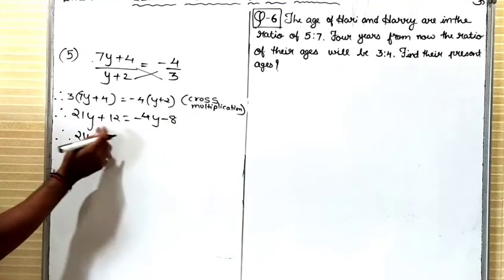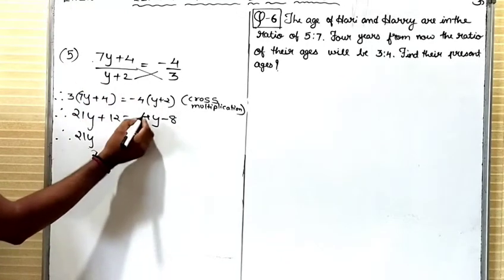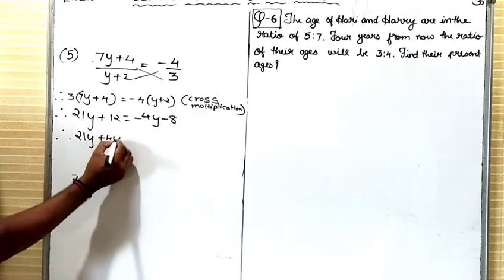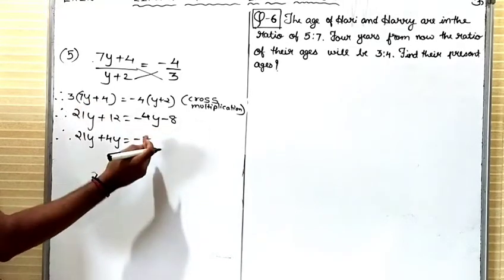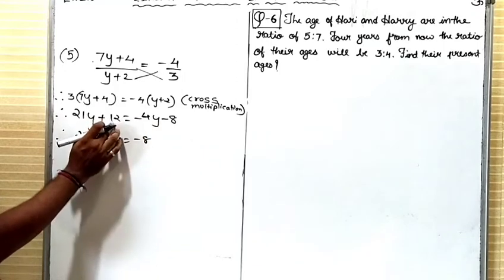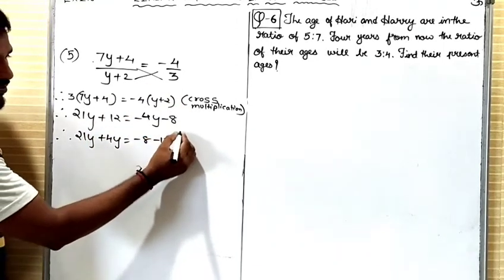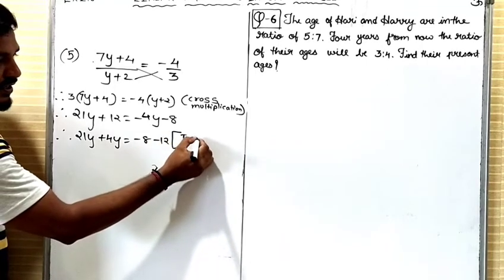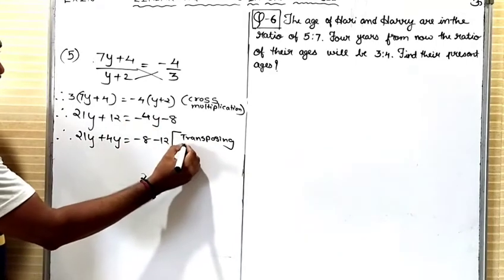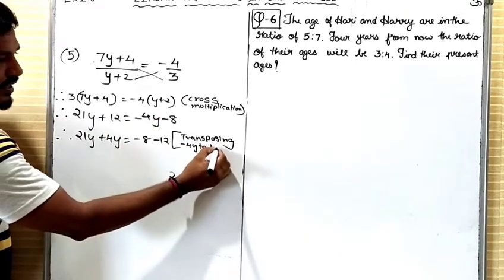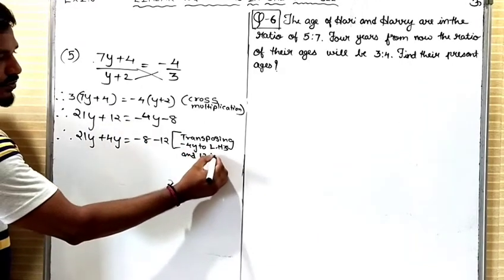Then try to bring all the variables toward one side. So to 21y, try to bring this minus 20y toward your left. So negative 20y will become positive 20y, and keep negative 8 as it is. Now all the constant values toward your right hand side. So positive 12 while transposing toward your right will become negative. So write down over here: transposing negative 20y to LHS and 12 to RHS.